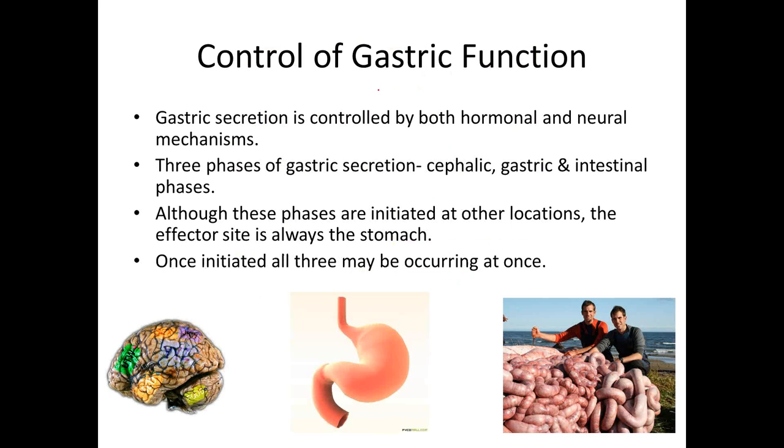Effectively, gastric function is controlled by both hormones and nerves. And we can identify three phases of gastric secretion. So three phases of the secretion of gastric juices in the stomach. And those are the cephalic, the gastric, and intestinal phases. Okay?